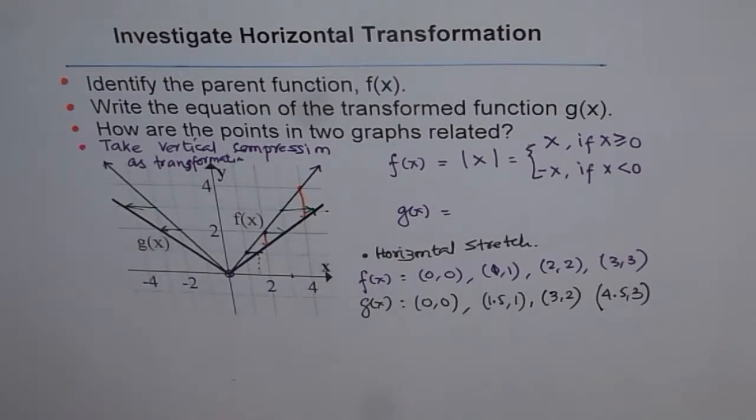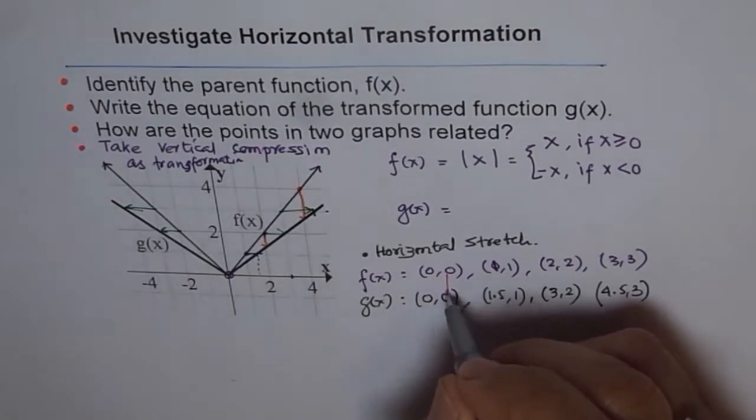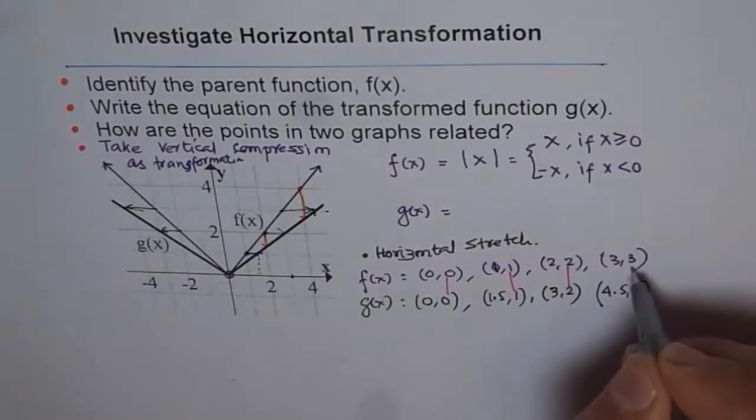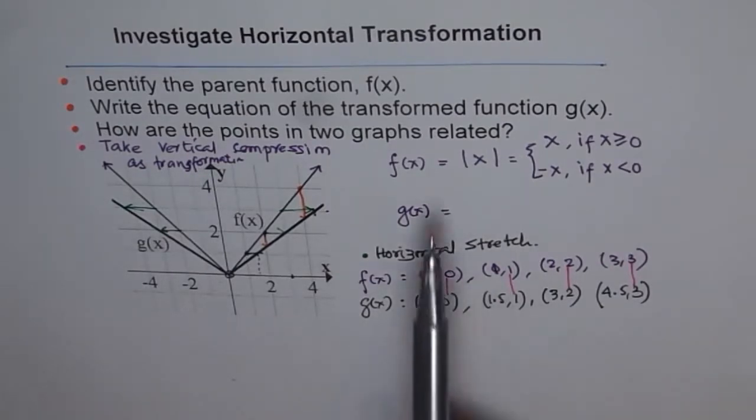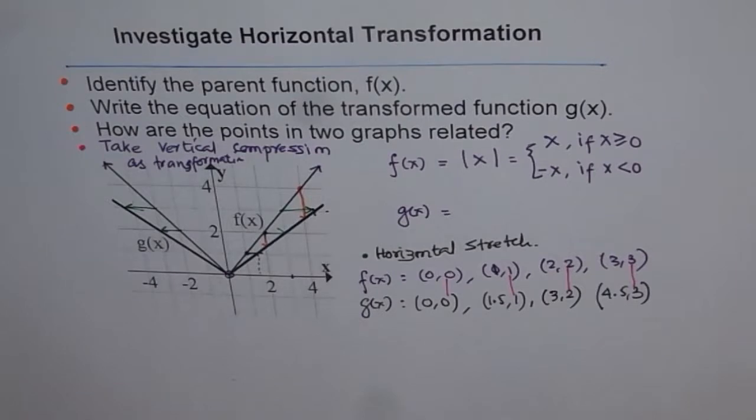Now, if we compare these things, what do we find? We find that the y values are the same. Do you see that? So nothing is happening vertically. When you write your transformed function, the outside things are not affecting it. Only the inside of the function is changing. So that's one thing which we have already found.